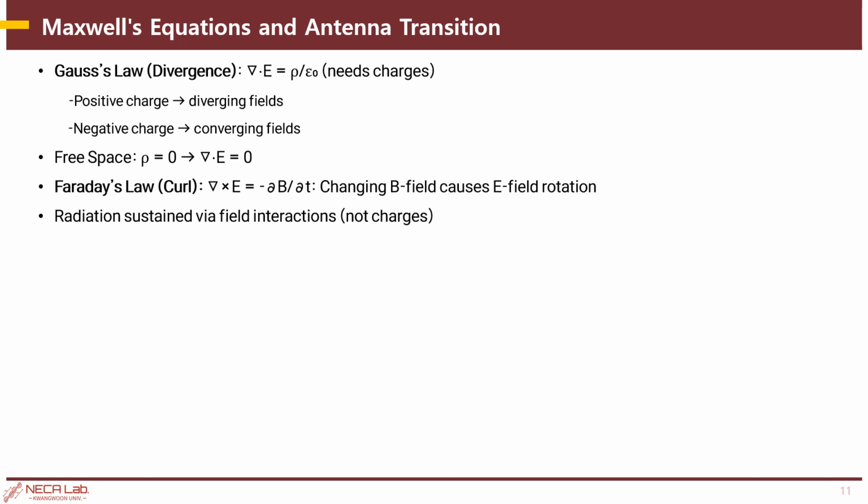Then we have Faraday's law, which is del cross E equals minus partial B over partial t. This equation explains that a changing magnetic field produces a rotating electric field. That's how electromagnetic waves are sustained in space. So even though radiation starts with moving charges at the antenna, it's actually the interaction between electric and magnetic fields that keeps the wave going, not the charges themselves.